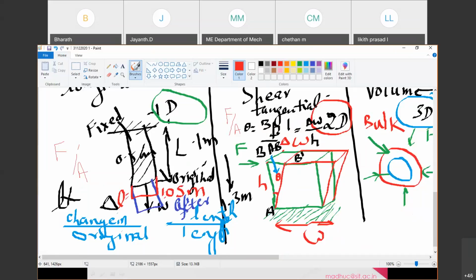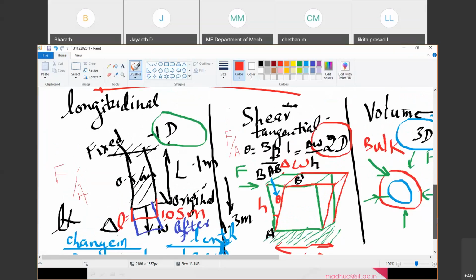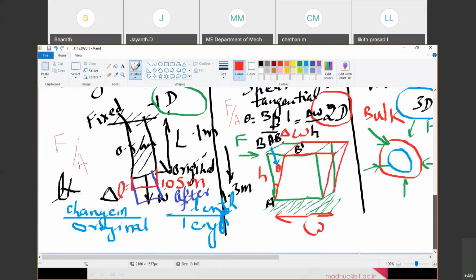So the change in length to the original length. The original length is 1, so 0.05 by 1. That will be your longitudinal strain. That is the change in length by original length.